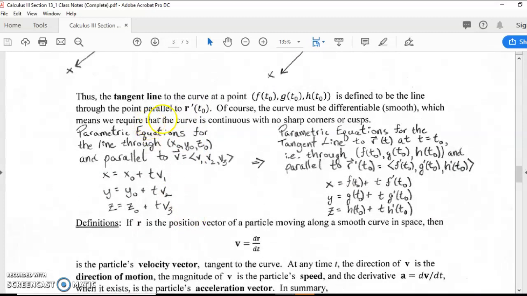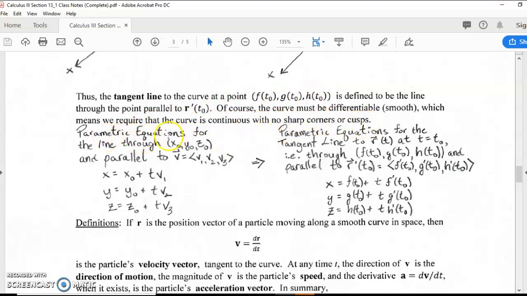So the tangent line to the curve at a point f of t naught, g of t naught, h of t naught, that's the x coordinate, the y coordinate, and the z coordinate, when we have our parameterized curve represented by the vector valued function r of t, is defined to be the line through the point parallel to r prime of t naught. Of course, the curve must be differentiable, smooth. All of these functions must be able to take a derivative, which means we require that the curve is continuous with no sharp corners or cusps.